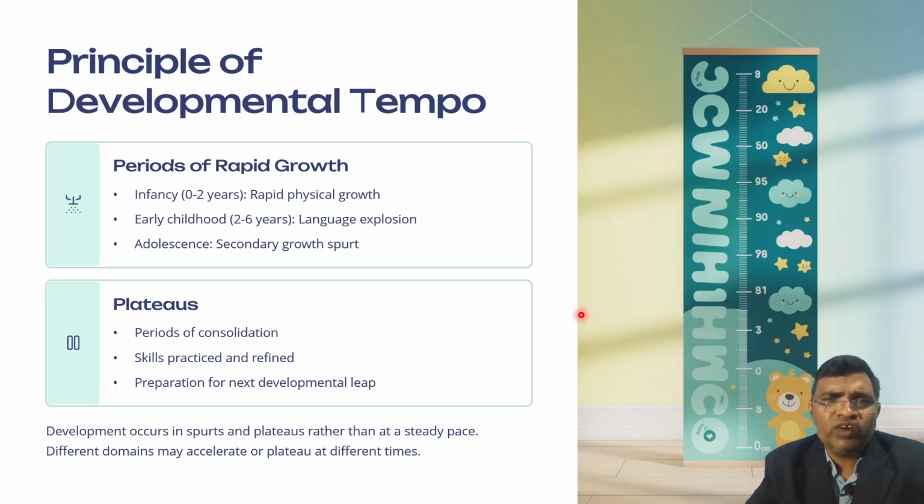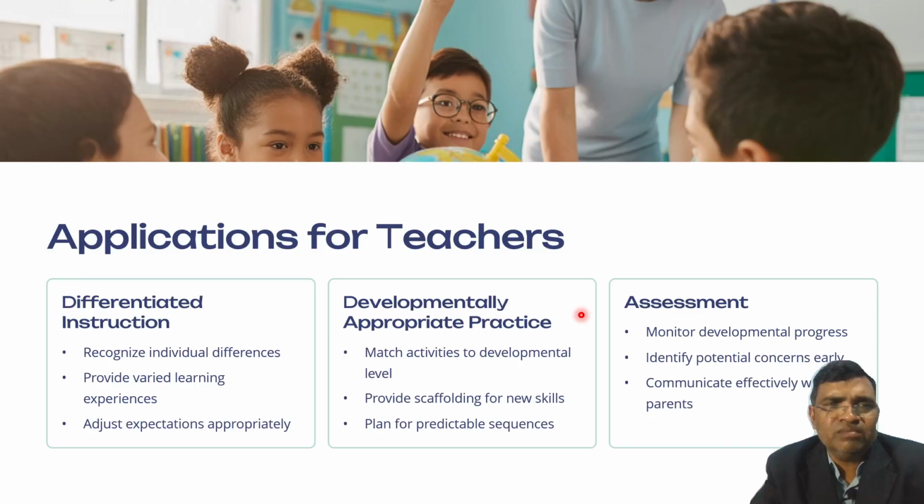Then principles of developmental tempo. Here, periods of rapid growth. The growth will be more between 0 to 2 years, which is called rapid physical growth. Then early childhood, 2 to 6 years, in between they are going to learn the language. Then adolescence is a secondary growth phase. Then plateau, a period of consolidation. Skills are practiced and refined, in preparation for the next developmental leap. So development occurs in spurts and plateaus rather than at a steady pace. Different domains may escalate or plateau at different times.